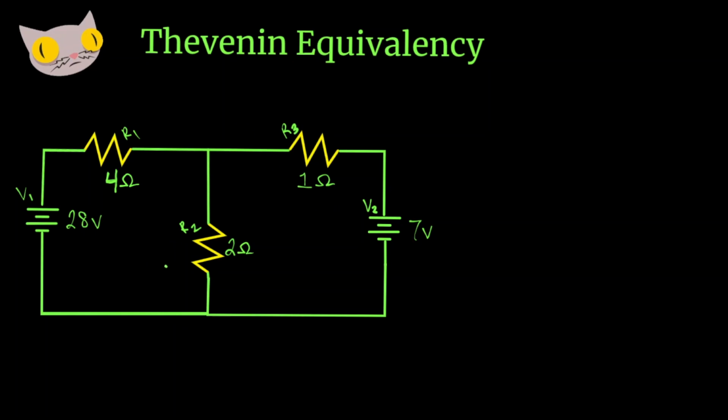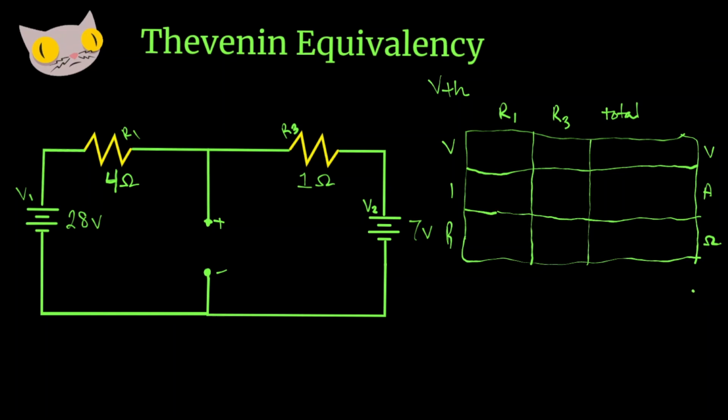R2 here is going to be our load resistor, and that's going to be important because we're going to remove the load resistor and break up the circuit here. Let's try and find the Thevenin voltage, VTH, of the circuit. That's going to be the voltage going across this gap. Let's set up a table and try and figure it out.